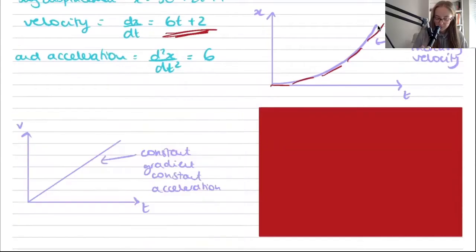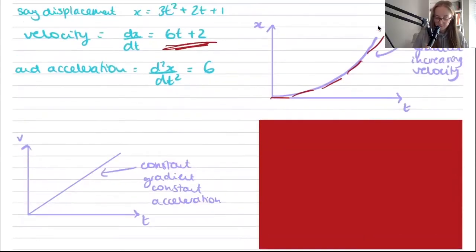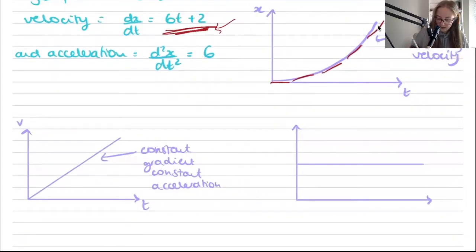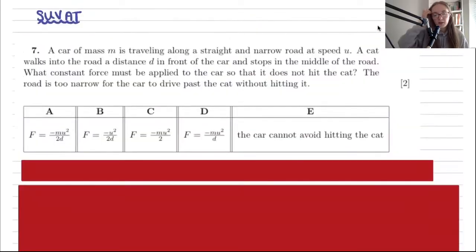And then if we plot out the velocity against time, we can see it's just a straight line graph, which makes sense because our gradient is a constant. And then if we plot out our acceleration against time, then this will just be a straight line because it's just a constant 6.